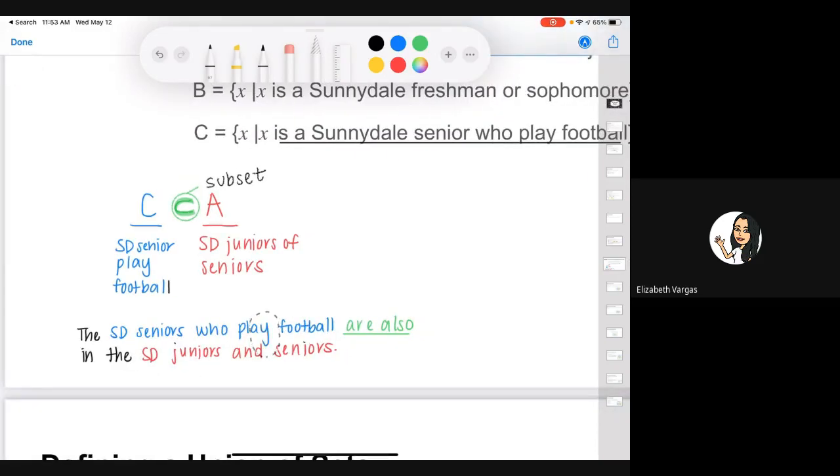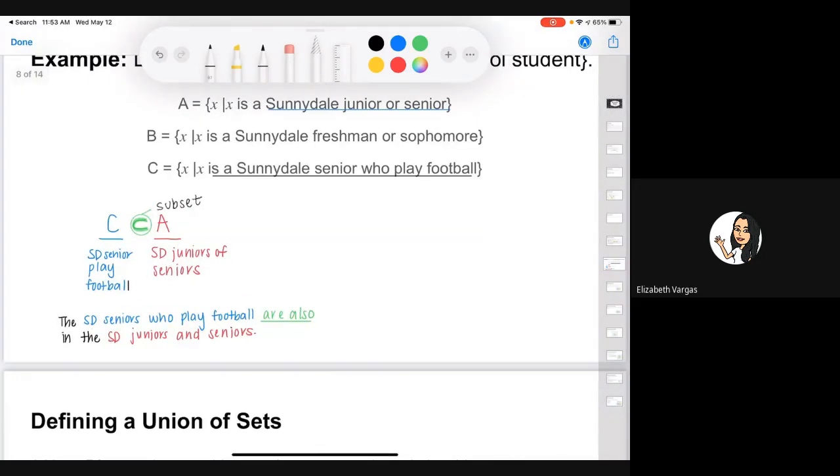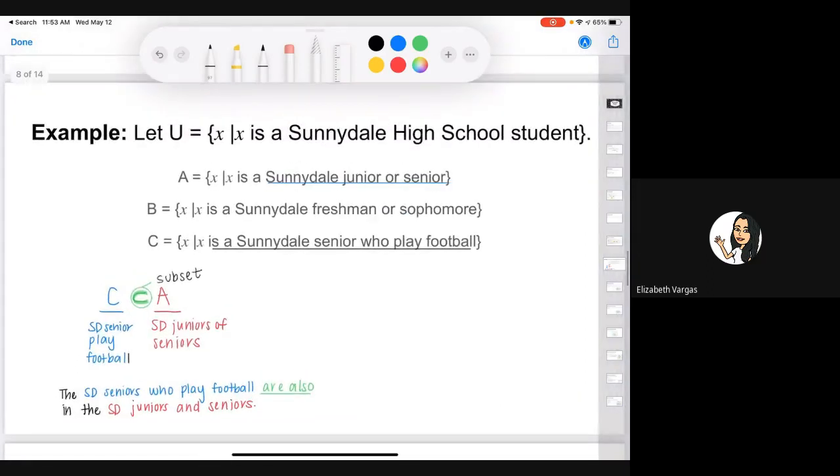So basically when I have a subset, what it's telling me is that those two sets, my C set and my A set, have a relationship. And this is the relationship that it's telling me. My Sunnydale seniors who play football are also the Sunnydale juniors and seniors. So basically there's no unique seniors who just play football. Those seniors who play football are also going to be part of the set of Sunnydale juniors and seniors. Okay, so that's how we represent subset.